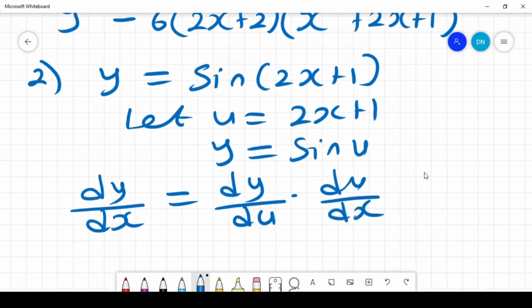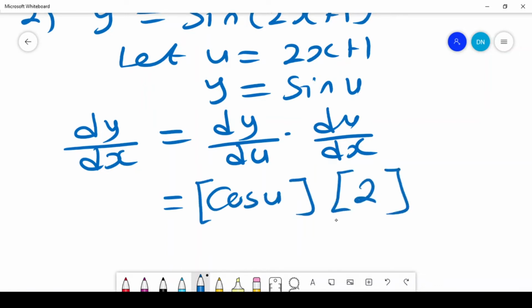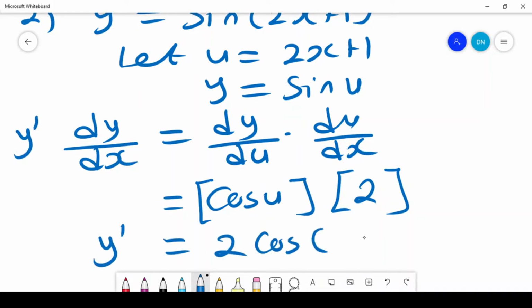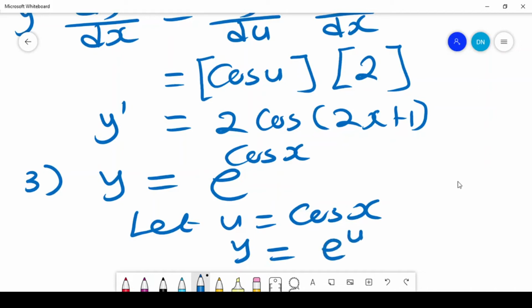dy du, the derivative of sine is cos, so it will be the cos of u for the first part, and the second part will be 2. So the first derivative, which is dy dx, the y prime, will be equal to 2 cos of 2x plus 1. And so what I do is I let u be equal to cos x, therefore y becomes e raised to power u.